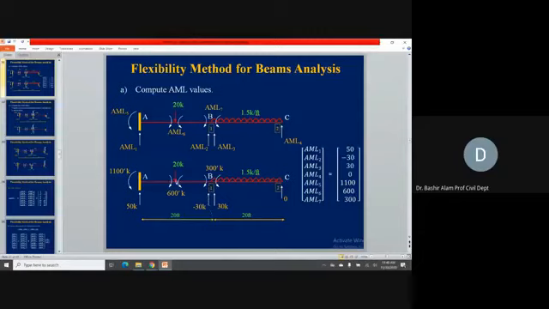Now, under this one, you can find out, but we don't need to because we don't have any vertical reaction here. We have a moment here only. Here, what will be the reaction? It will be 1.5 times 30 plus 20.